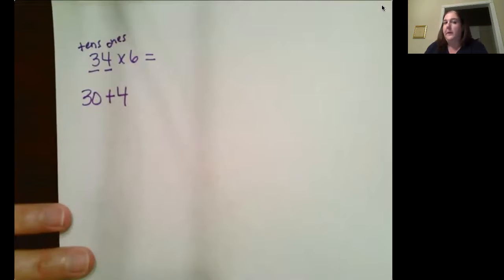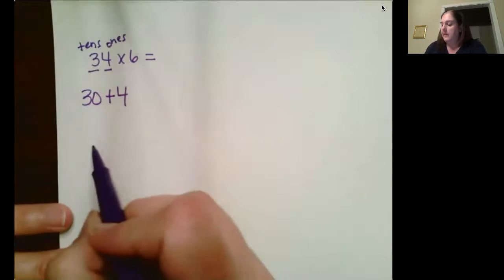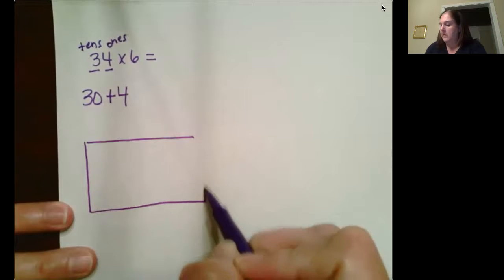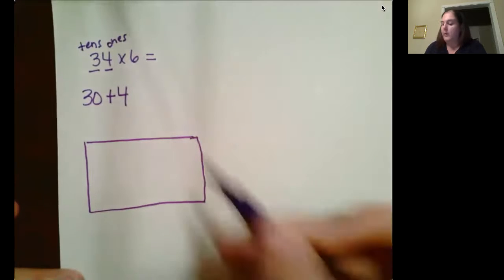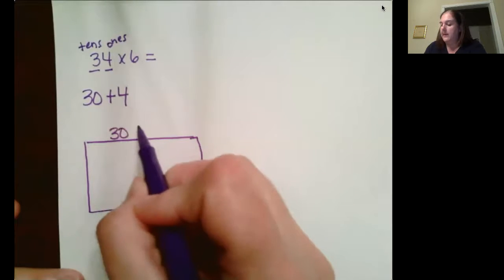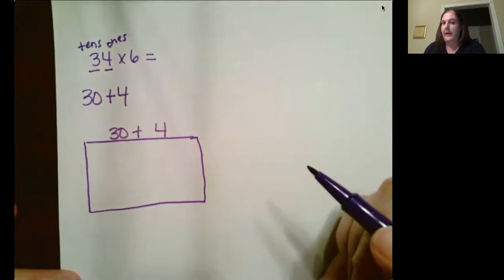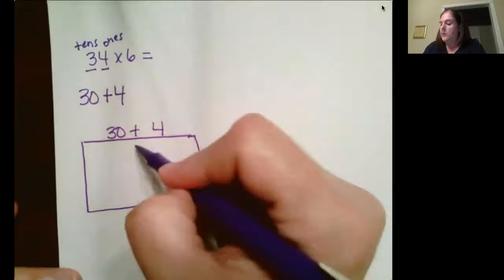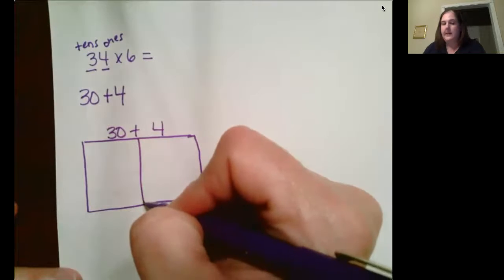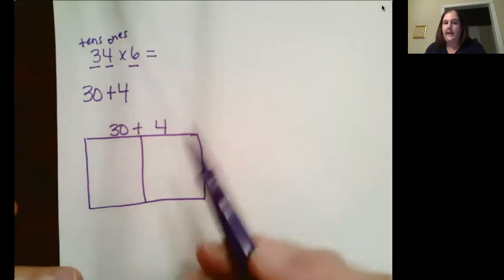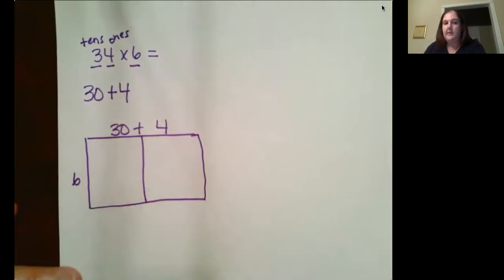Okay, now draw your rectangle. We're going to write our expanded form on top of the rectangle. Think about, where do we draw the line? We draw the line where the plus sign is. Okay, our other factor was 6. So 6 goes out to the side.